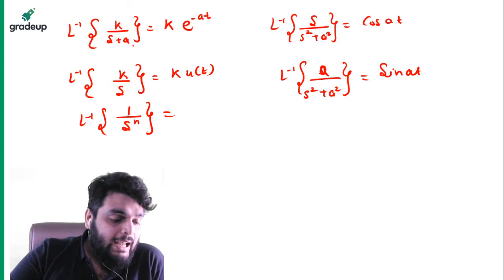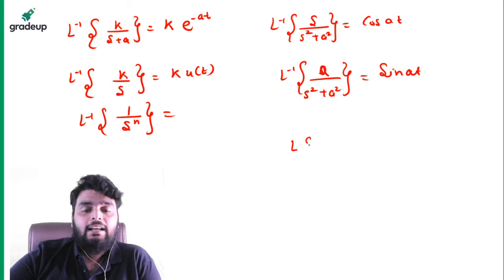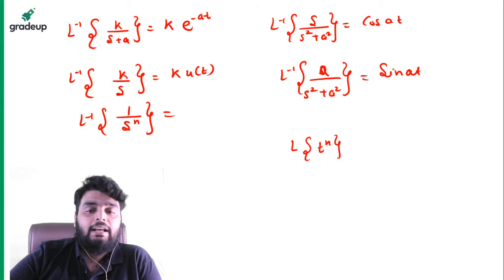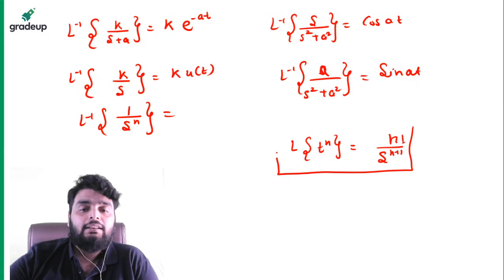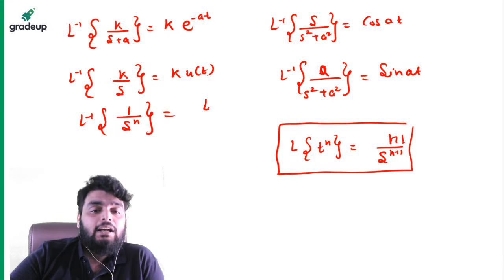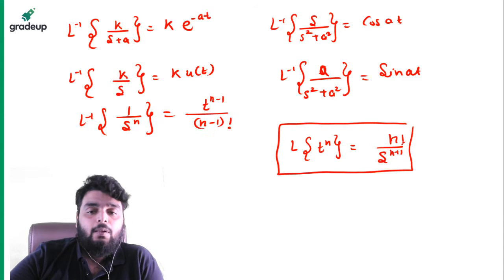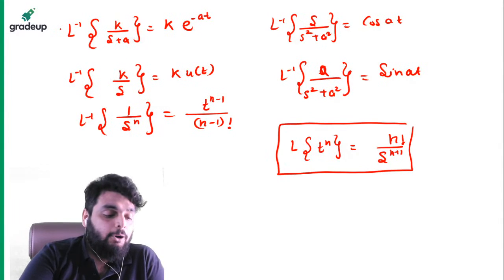Okay. So tell me anyone, Laplace inverse of 1 divided by s^n. It is very important. You know that Laplace of t raised to power n is equal to n factorial divided by s^(n+1). Yes or no? This is the Laplace. So when you take the Laplace inverse, what happens? It comes out to be t raised to power n minus 1 divided by n minus 1 factorial. Okay. So Laplace and Laplace inverse are very, very important guys.